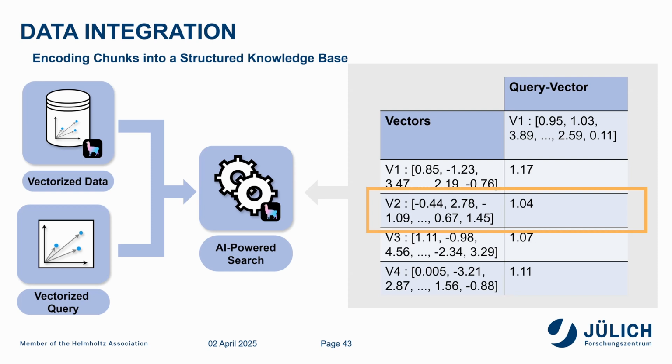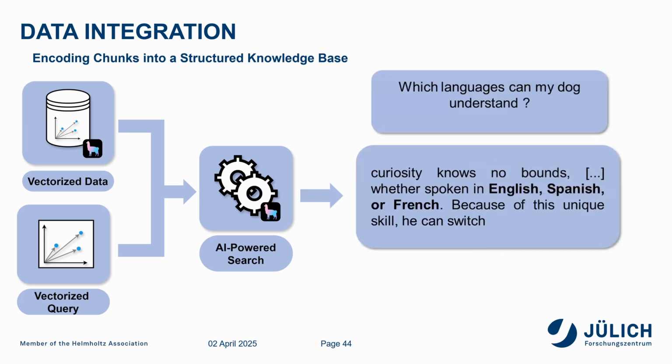Okay, sorry, I missed the slide. So here is the query and the most similar chunk. The content of the query is, which languages can my dog understand? And the content of my chunk has the sentence, whether spoken in English, Spanish, or French. So in this example, it works. It won't work every time, of course. But that's a cool example that shows how RAG can handle some kinds of situations.